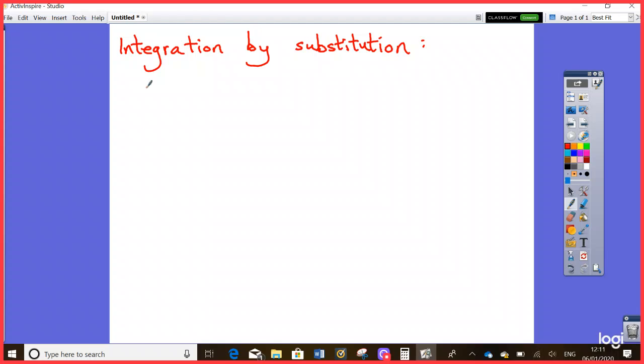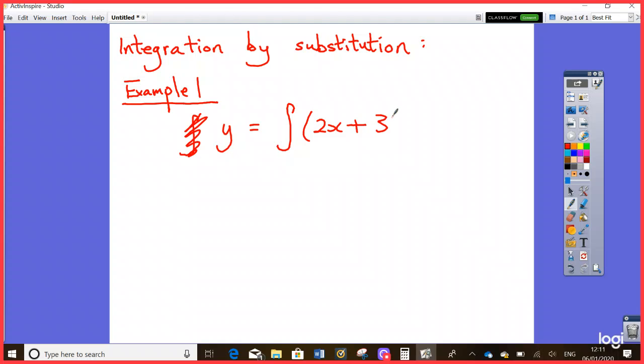Okay, so how do we integrate? Let's do an example one. So if we integrate y equal to, sorry, get rid of the integrate, y equal to the integral of (2x plus 3) to the power of 4 dx.